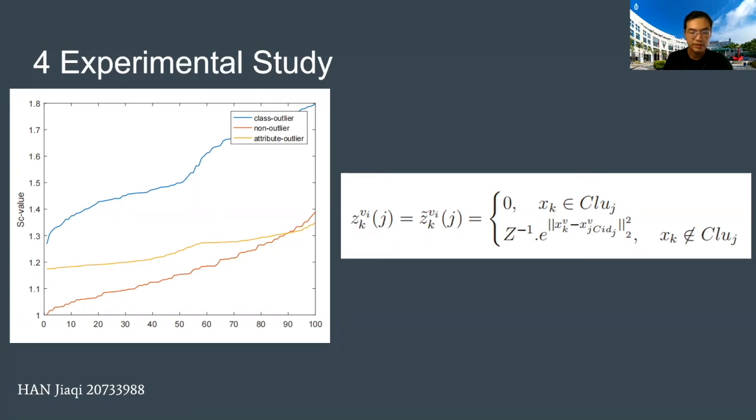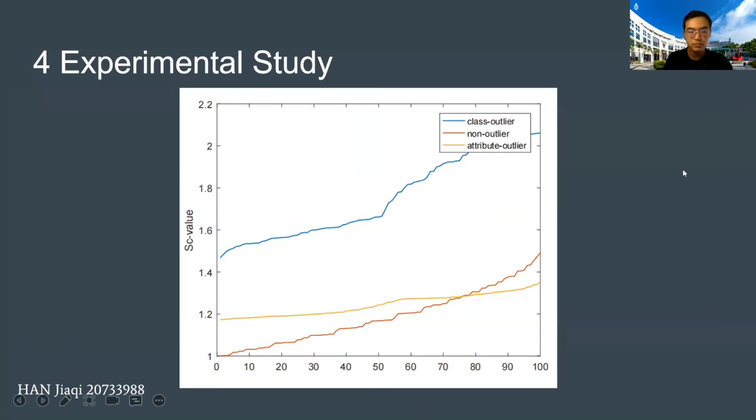Our solution is to introduce a penalty mechanism. This equation shows our method. This picture shows the new SA value after introducing the penalty mechanism. We can see that there is almost no overlap between the SA values of class outliers and non-outliers. We can easily find the threshold delta C, for example equal to 1.48, to distinguish class outliers from non-outliers.